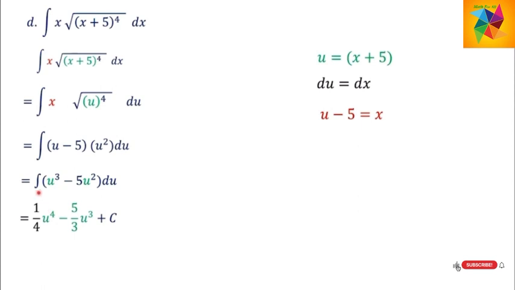Finally, we integrate. u to the third becomes u to the fourth divided by 4, minus 5 times u squared becomes u to the third divided by 3. And lastly, we are substituting u equals x plus 5, so we get 1/4 times x plus 5 raised to the fourth power, minus 5/3 times x plus 5 raised to the third power, plus a constant.